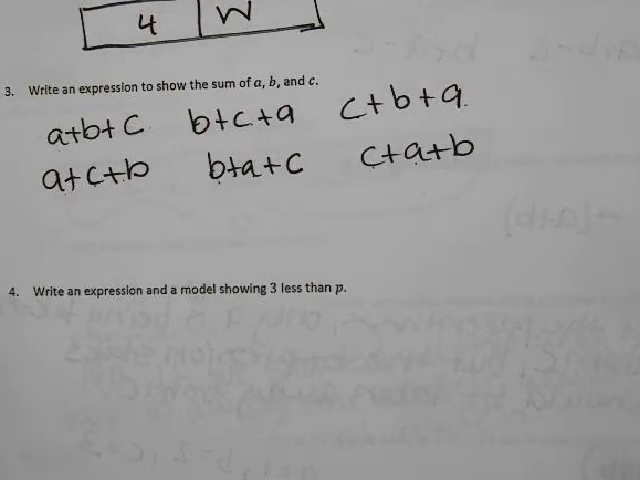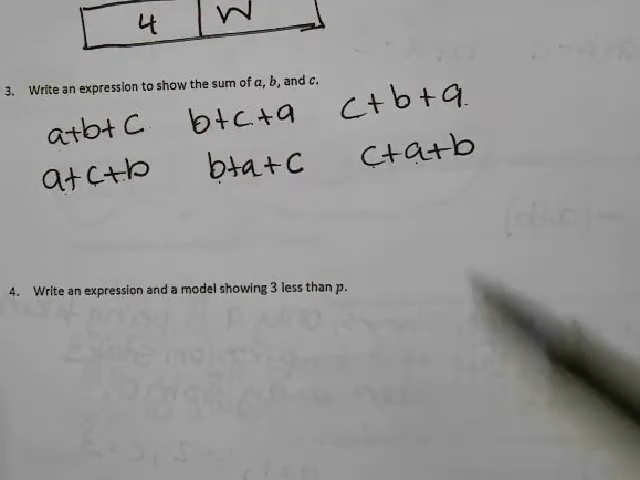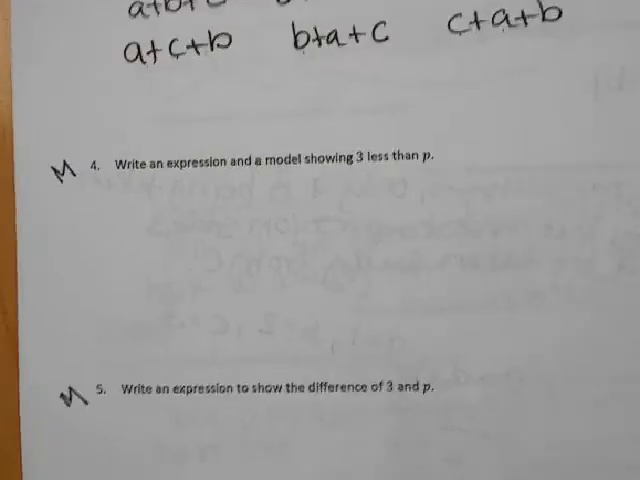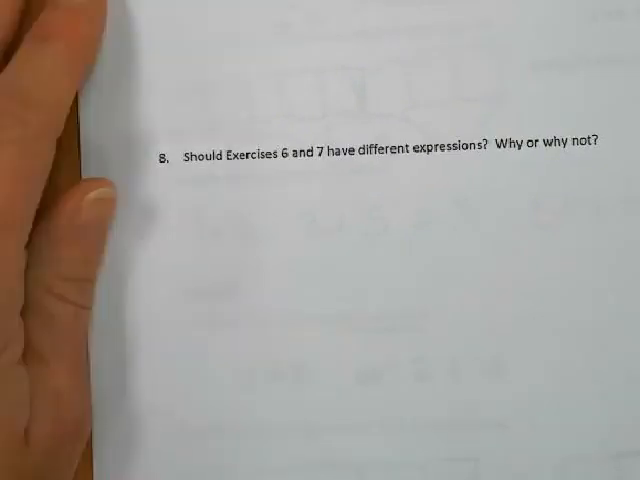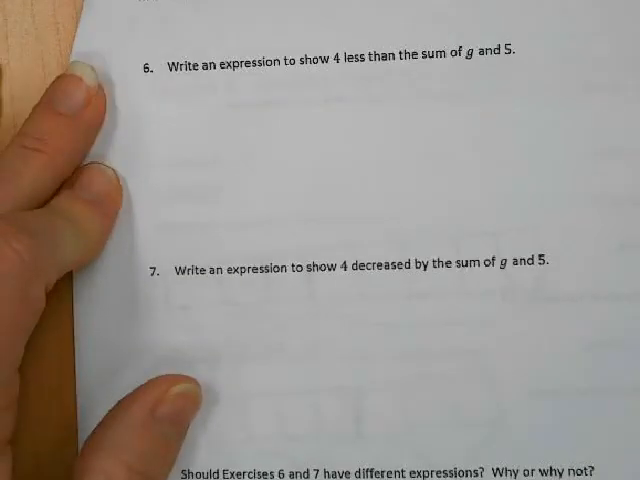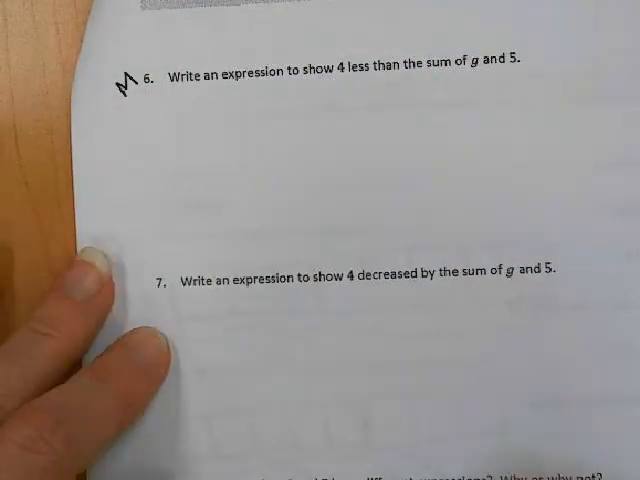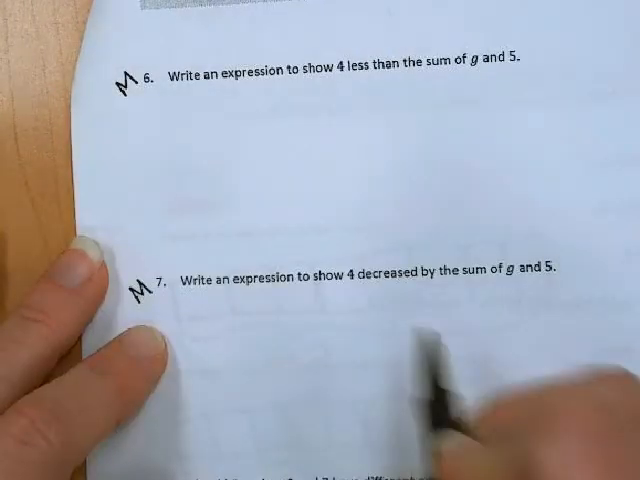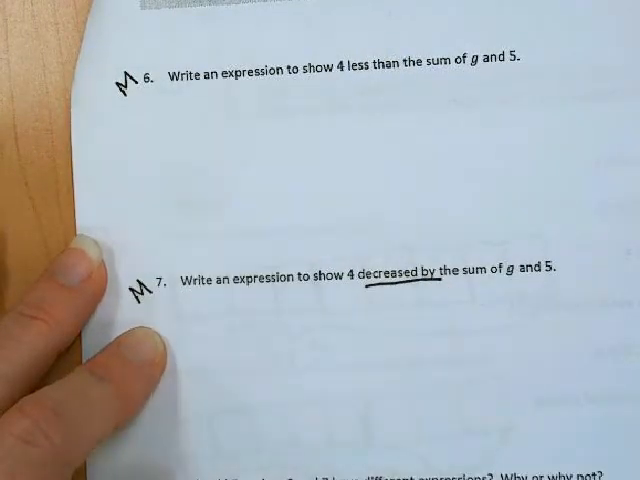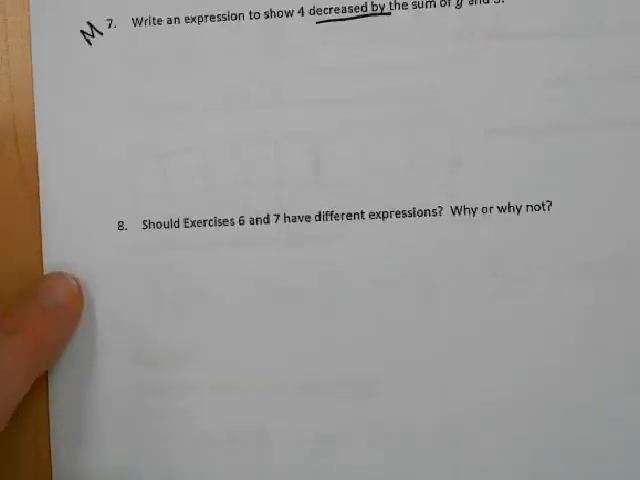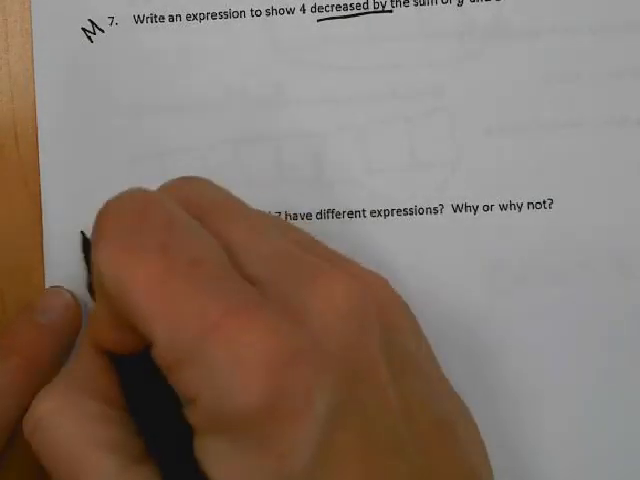Now I'd like for you to do number 4 as a must, and number 5. So 4 and 5 are both musts, writing those expressions. Number 6 is a must. Number 7 is a must. Pay attention to that decreased by. Think about what that means. And then also number 8.